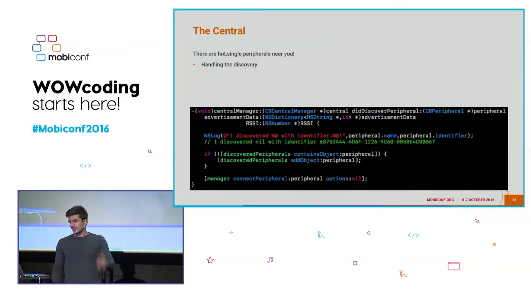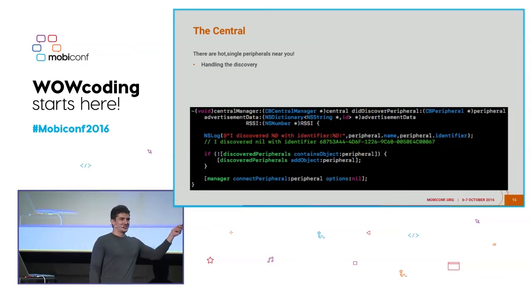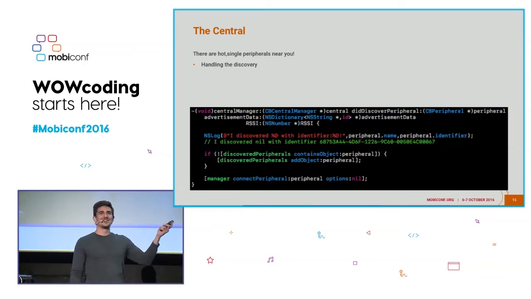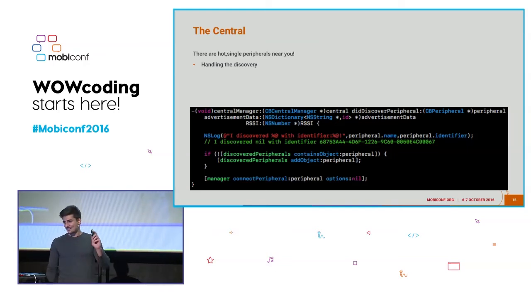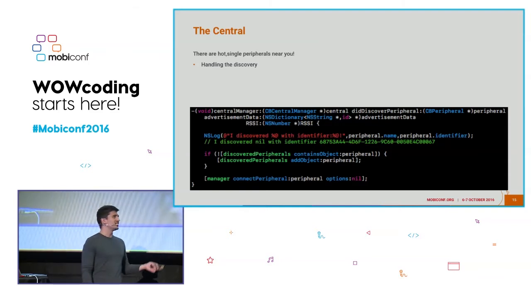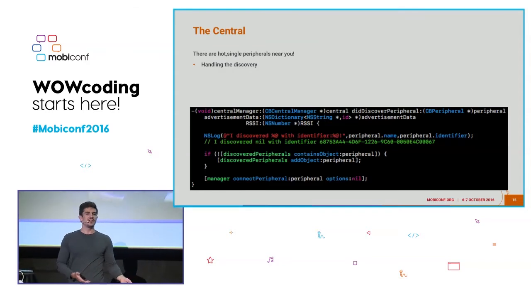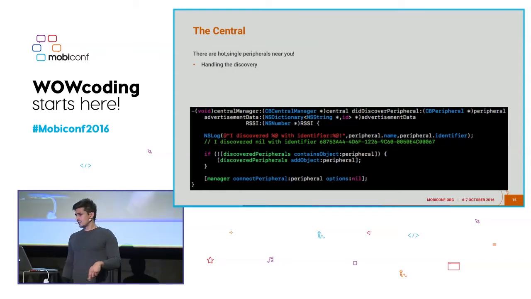Okay, continuing on. Now we're going to start discovering. And now we know there are some hot single peripherals near you. So let's get on to that: how to handle the discovery. Since we don't allow duplicate keys, this is only going to be fired once for each new peripheral, which is, again, fitting our use case. And then you can go.